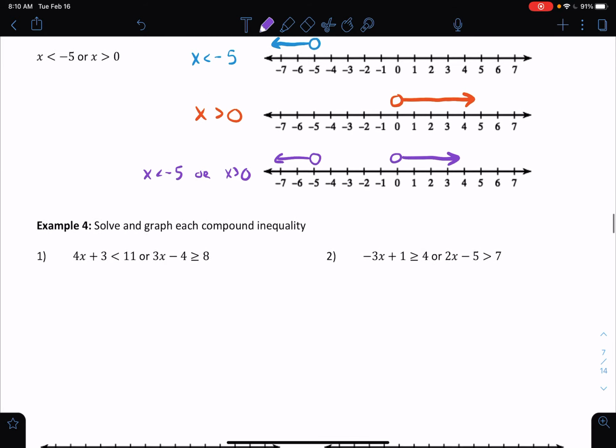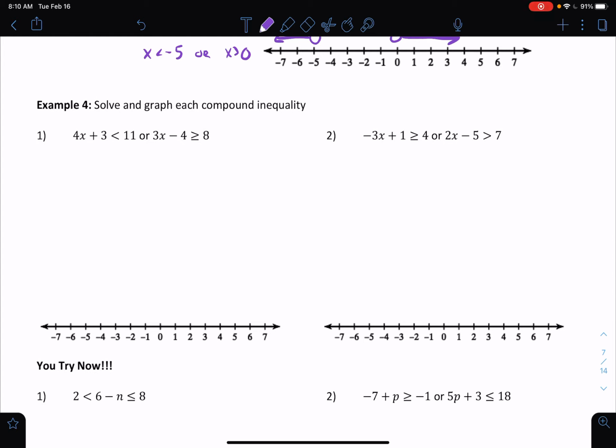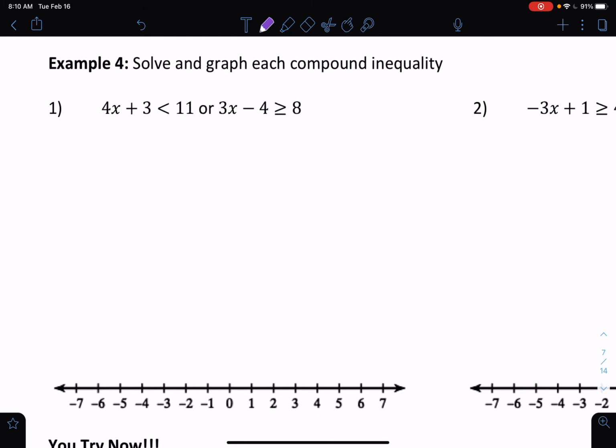Okay, so let's look at solving and graphing an or compound inequality. In this first one, you have 4x plus 3 is less than 11, or 3x minus 4 is greater than or equal to 8. So if I solve this first inequality, subtract 3 from both sides, I'll get 4x is less than 8. Divide by 4, I'll get x is less than 2. So it's an open circle at 2, shaded off to the left.